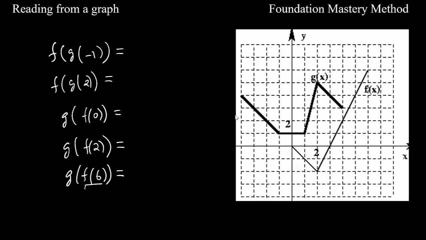Now first you look at the inner function. By the order of operations, we need to do the inside first. G of -1. First we see where x is -1 here. So x is -1 here. Then the value of the g function is 1. So we can say g of -1 is 1. We need to write this now here. So you just say you have f of 1.